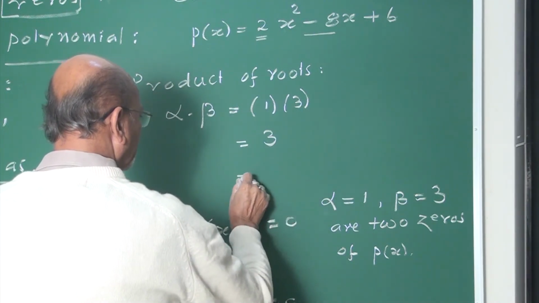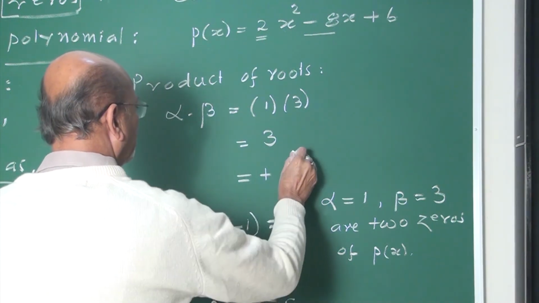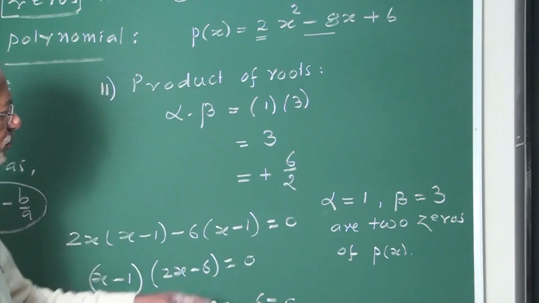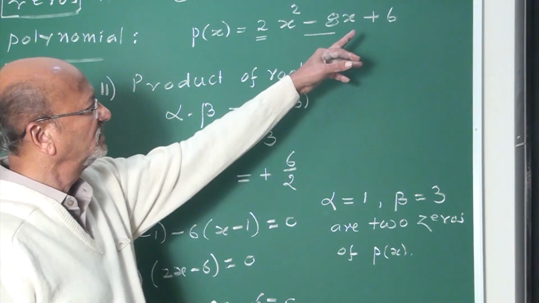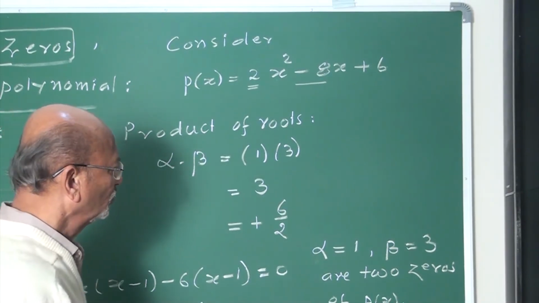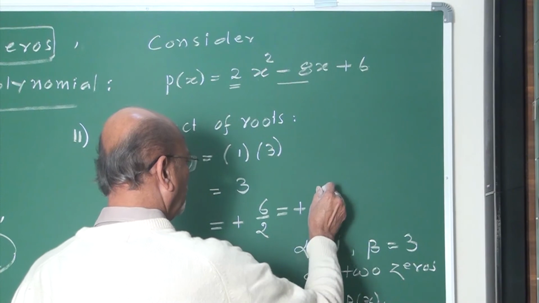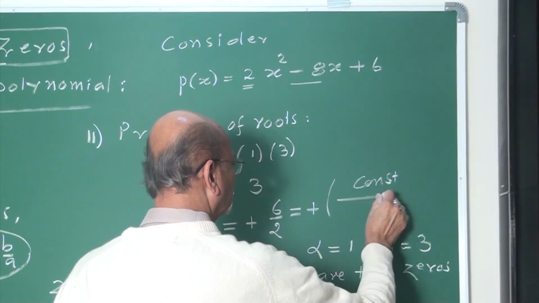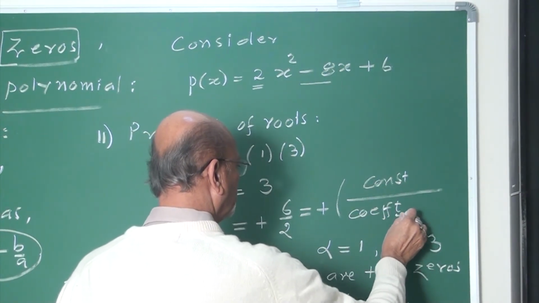This 3 can be written as plus 6 upon 2. What is 6 upon 2? 6 by 2 is 3. What is 6? Constant term. What is 2? Coefficient of x square. So this is equal to plus constant term upon coefficient of x square.